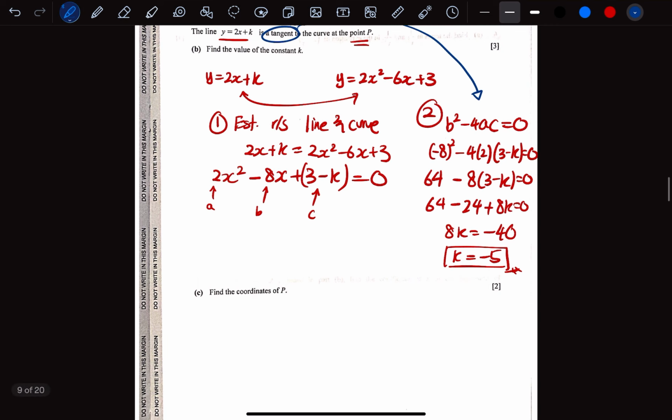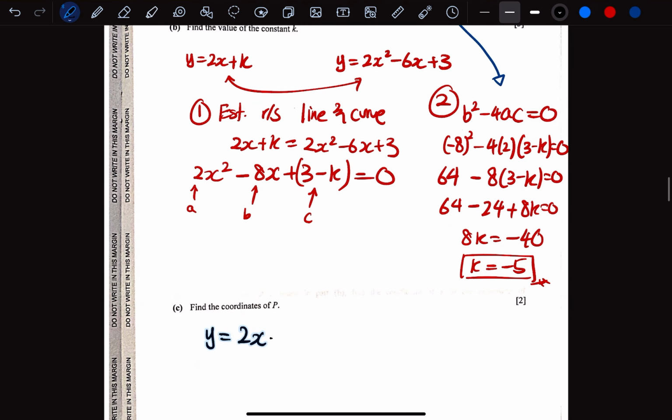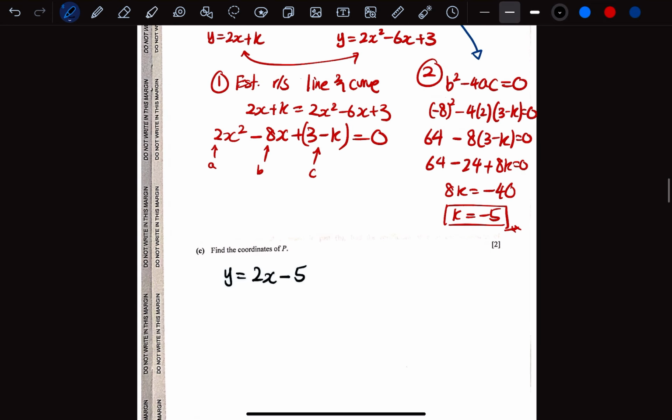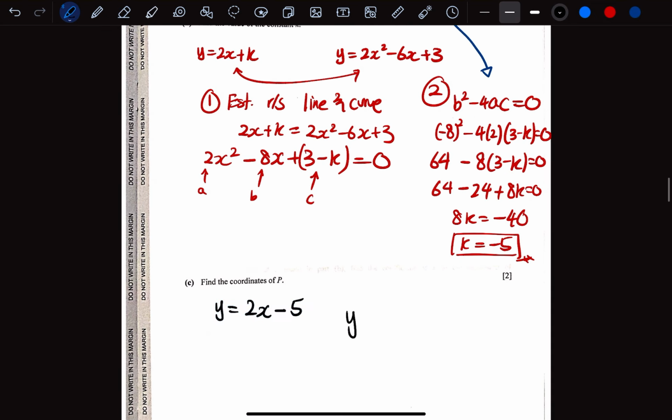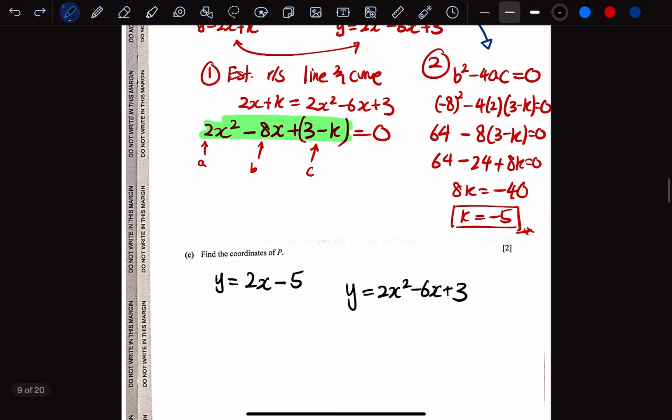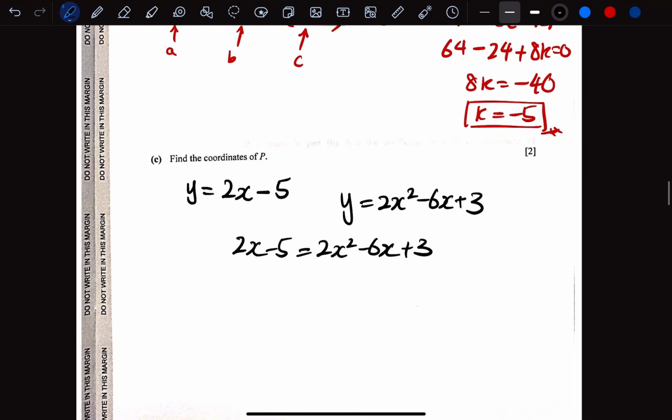So now that we know the constant k, we can just sub in our constant k to get the line y equals 2x minus 5. And all we need to do is just a simultaneous equation, because we have a line and a curve. And actually, if you take note, we already have this form over here. So all we need to do is just sub in our k value here. Or if you cannot see it, you can of course just equate it again. Then you just simplify, you just get the same answer.